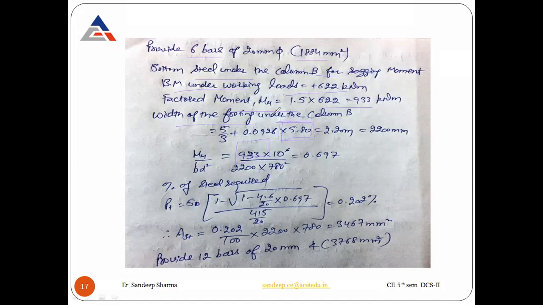So as per this, the width of the footing is 2200 mm. So this is the maximum width of the footing under the column B. So after putting this value, again you can calculate the percentage of steel and the area of steel against that.